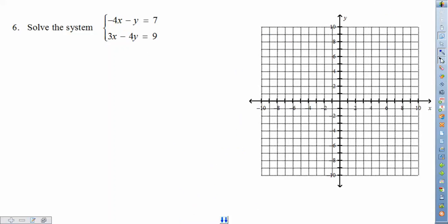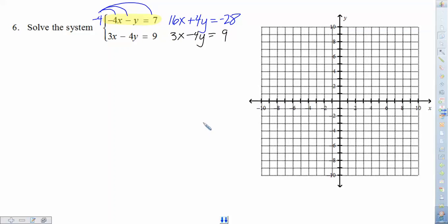To solve this with elimination, I'm going to take this top equation and multiply it by a negative 4. The reason why negative 4 might not be a bad idea is because then we can multiply all these, and that would create a positive 4y right there. So let's multiply those together. We take the negative 4 times the negative 4x, negative 4 times the negative y, and negative 4 times the 7. Go ahead and write it over here on the side.